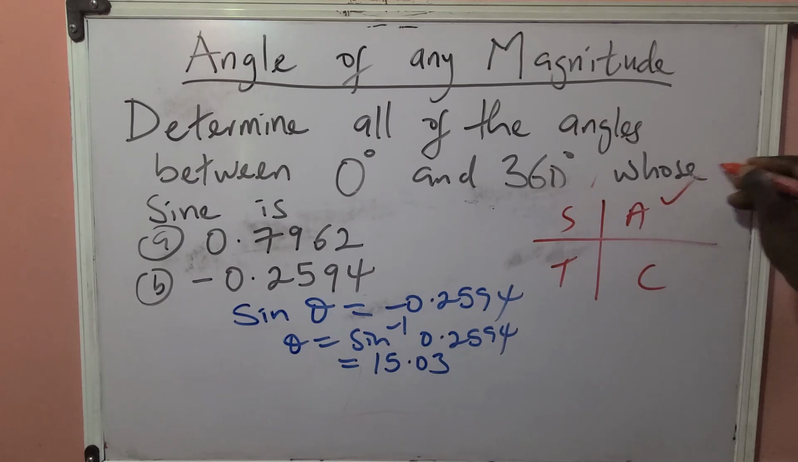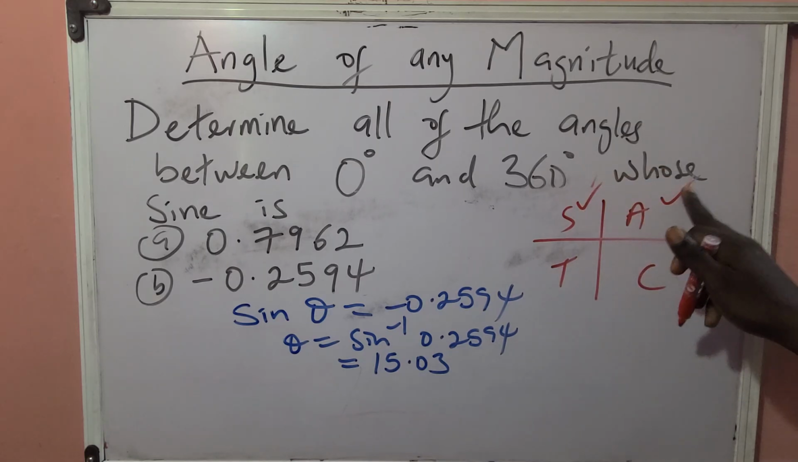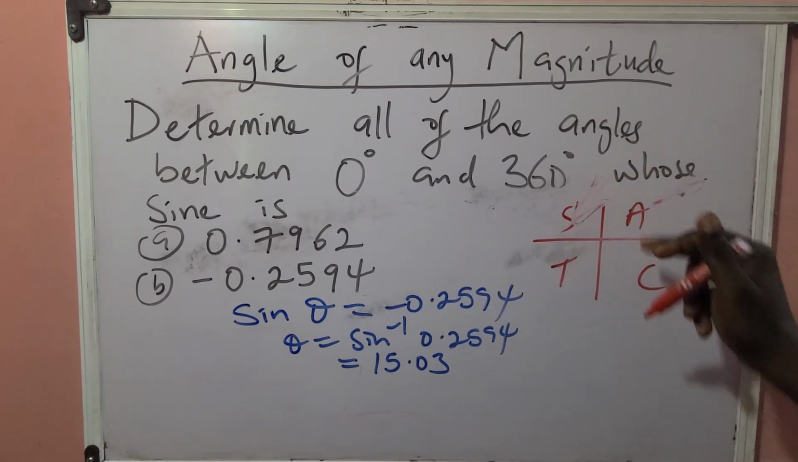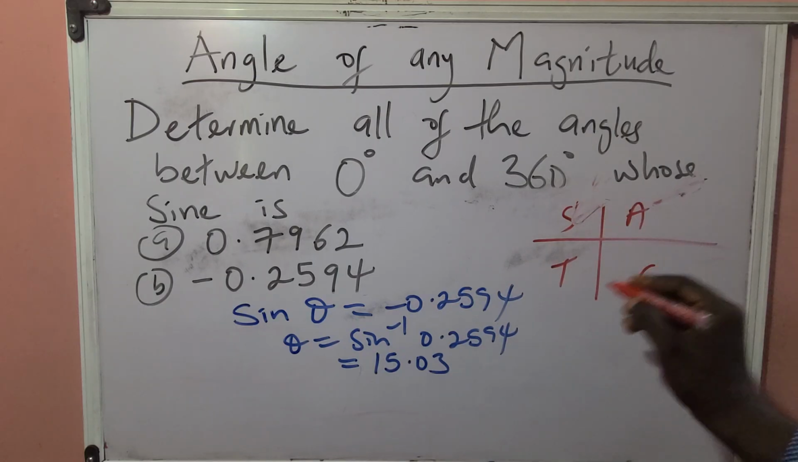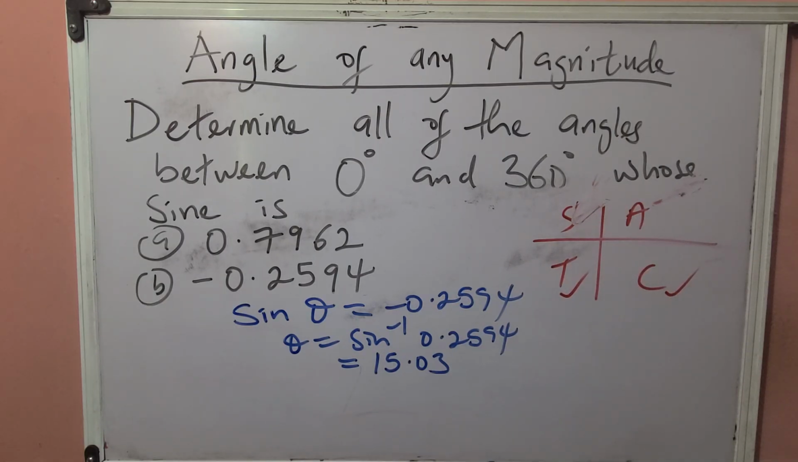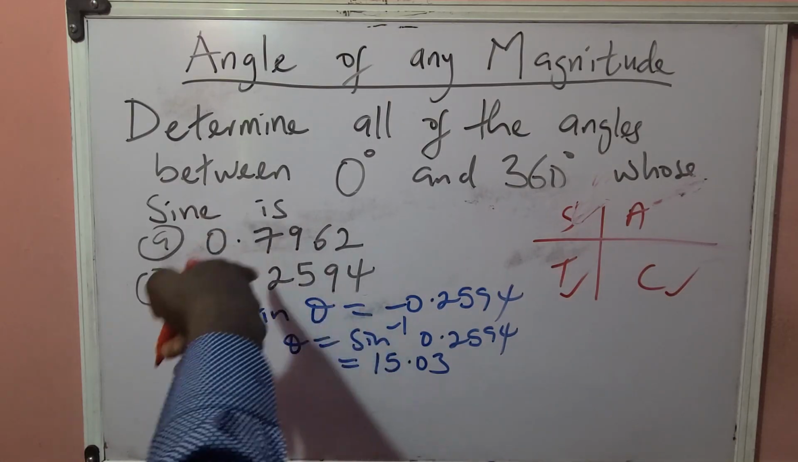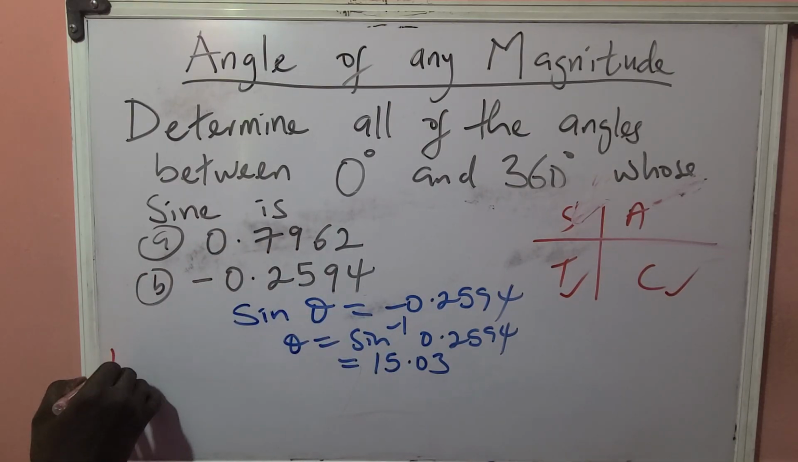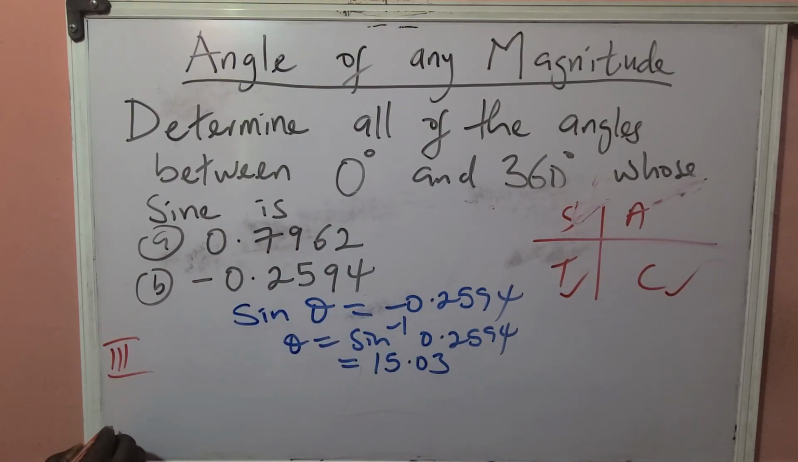Well, don't forget that in quadrant 1 and quadrant 2, we have sine being positive. So obviously we know that our negative will be both quadrant 3 and quadrant 4. Meaning that for this particular question, question number B, we're dealing with quadrant 3 and quadrant 4 here. That's our quadrant of interest. So we have quadrant 3 and quadrant 4 as our quadrant of interest.